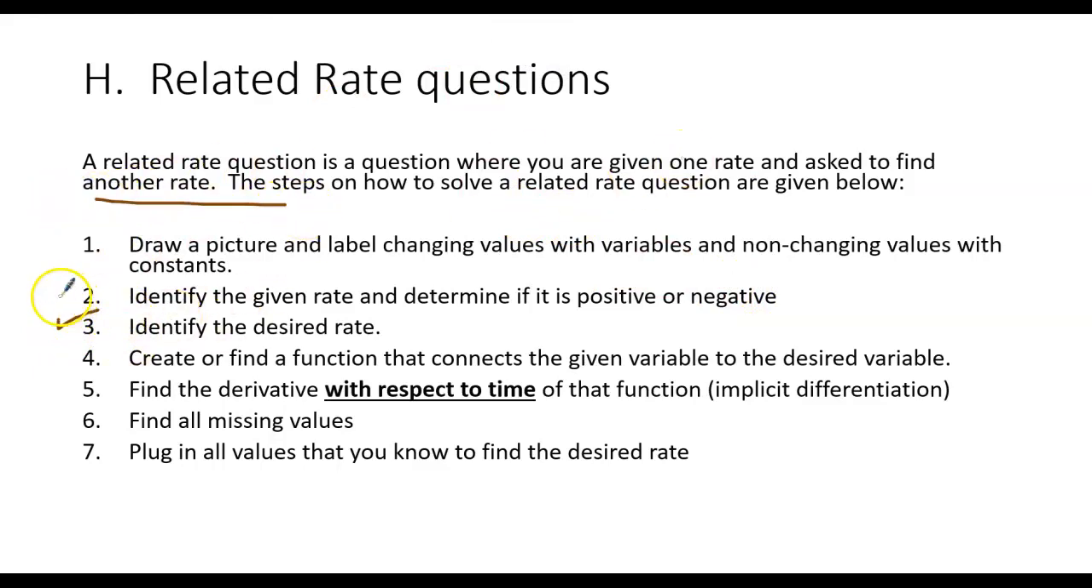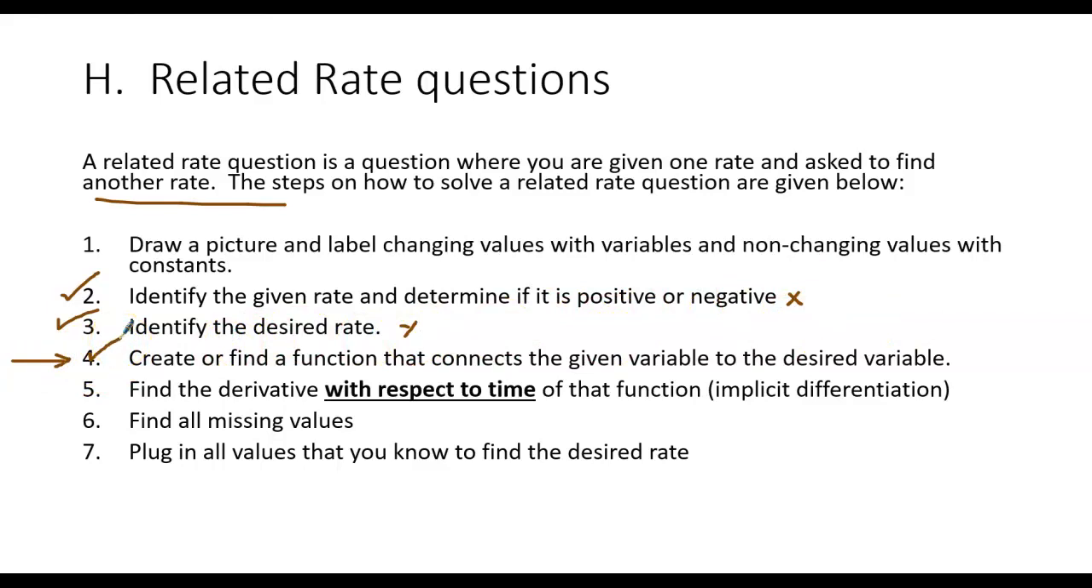That's helpful. Now, once you've done steps 2 and 3, you know what rate you're given and what rate you want to find. Those each have a variable associated with them. So, let's say this one was X and this one was Y. You don't need to write that on your paper, I'm just giving you an example. Your job is to create a formula that connects those variables together for step 4. So you need to create a formula.